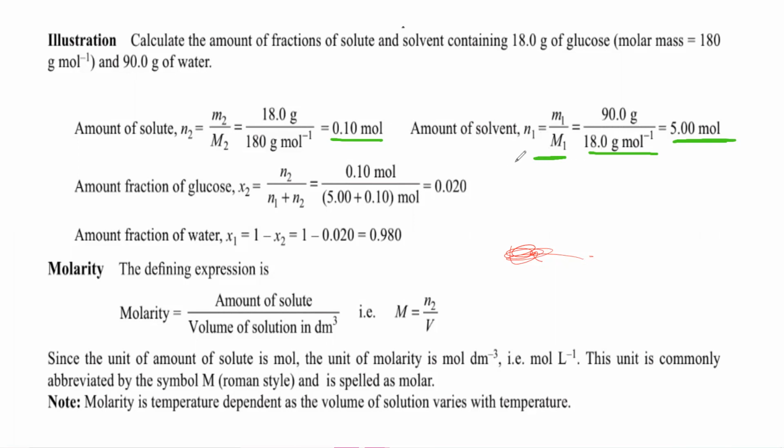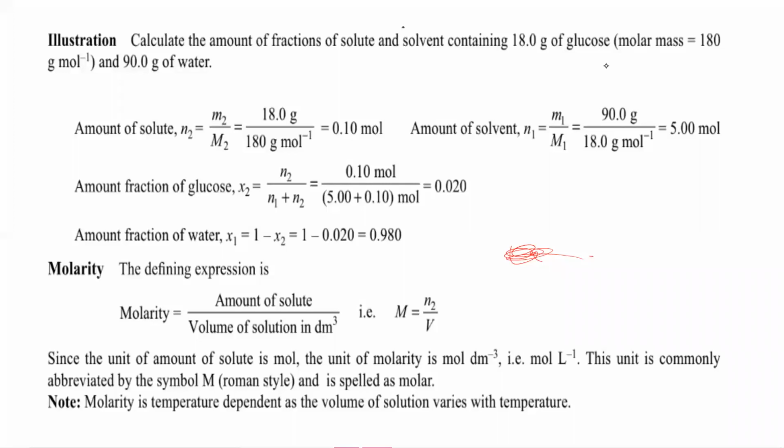Now the mole fraction of glucose is equal to N2 by N1 plus N2. That is 0.1 by 5.00 plus 0.10, which comes to around 0.020. Similarly, the mole fraction of water, X1, is equal to 1 minus X2, that is 1 minus 0.020, which is equal to 0.980. In this way, you will find the mole fraction of solute and the mole fraction of solvent. Next question.